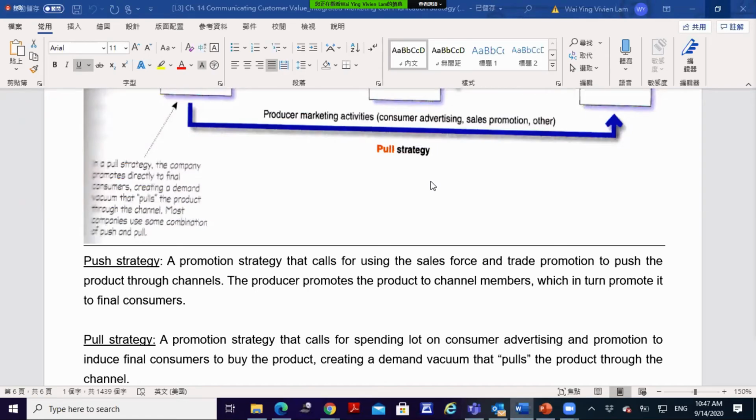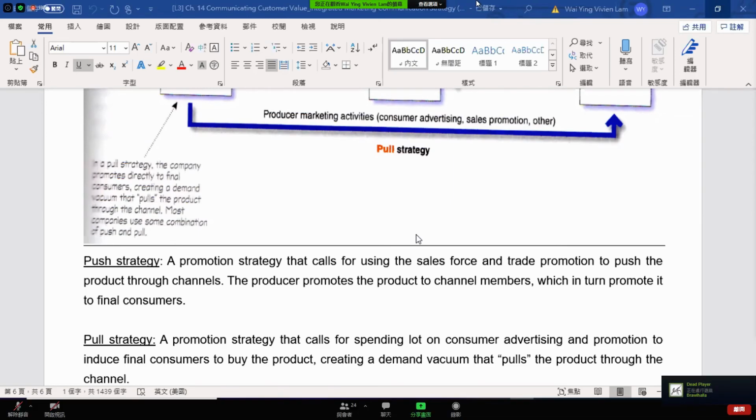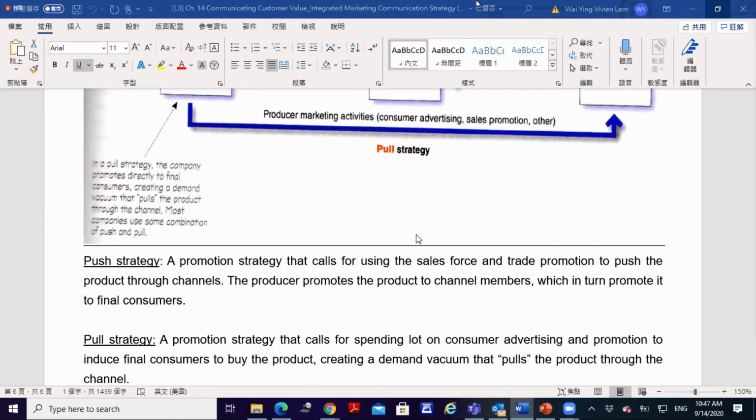Either push or pull. Push is selling; you can link it with hard sell, and pull is soft sell. For push, that means it's more traditional. They will use sales promotions or personal selling to urge you to buy right now.